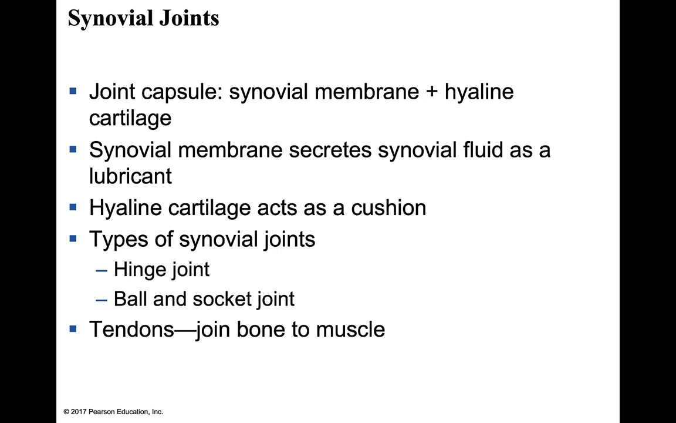Now, when we look at types of synovial joints, there's more than these two. Hinge joint, the elbow is a really good example. The ball and socket, that's going to be the hip and the shoulder. Now, here's another term that we probably haven't introduced before, tendons. This is another type of connective tissue, and they connect muscle to bone.